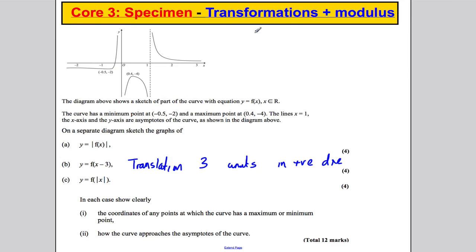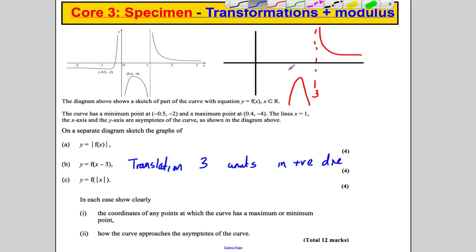So if I drew out this graph here, everything's getting shifted by 3 units, so that dotted line there, that asymptote, would actually be at 3, and the graph would look something like this. This point here would be 3.4, negative 4. So it'd be something like this, and labelling that would be 3.4, negative 4.